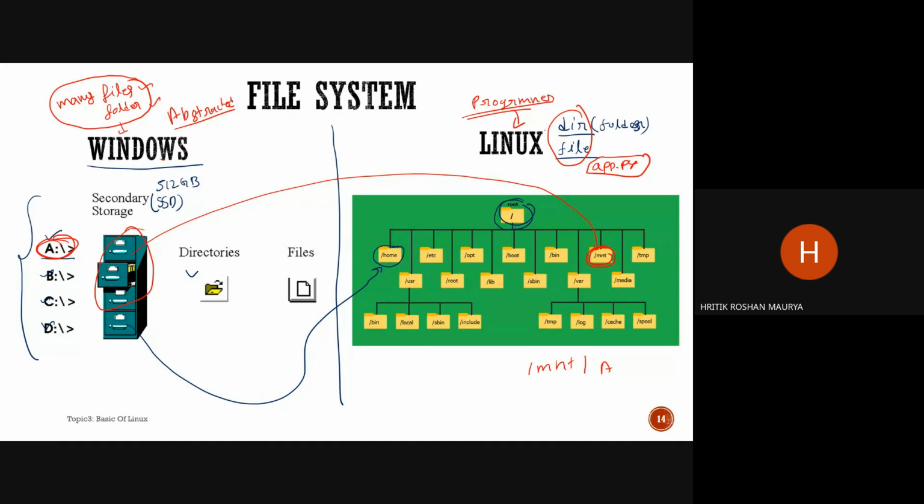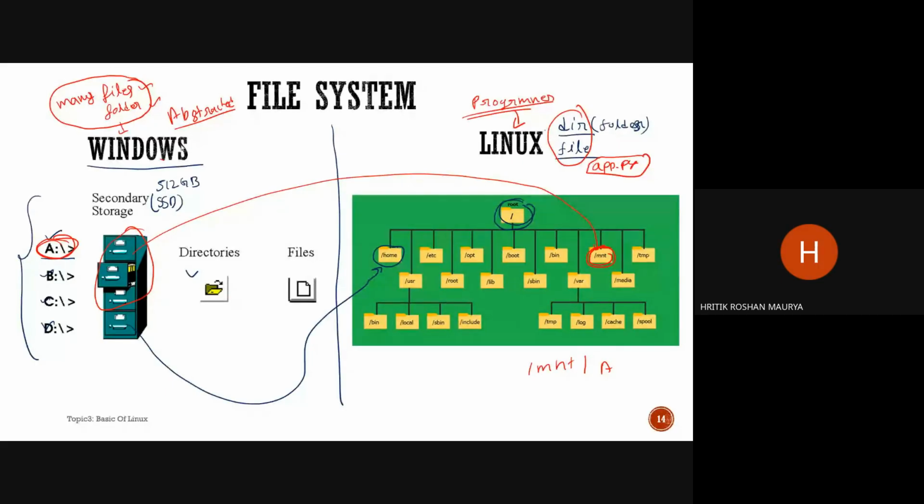So this is the file hierarchical system, how things work in Linux. The key takeaway is that everything is files and folders. In Linux, everything is files and folders. Any doubt? So, sir, Windows is quite easy then, compared to Linux?